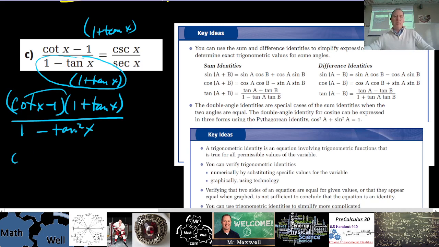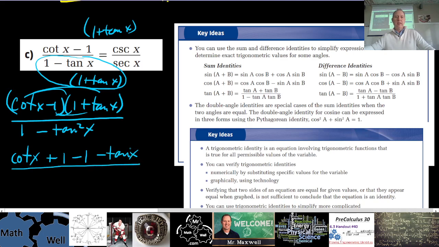So I'm going to have cotan x. And then I'm going to have cotan times tan is 1. That's going to be awesome. And then I'm going to do minus 1. And then minus tan x. Okay. Over 1 minus tan squared x.